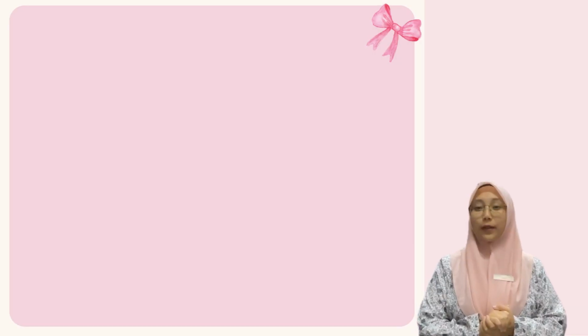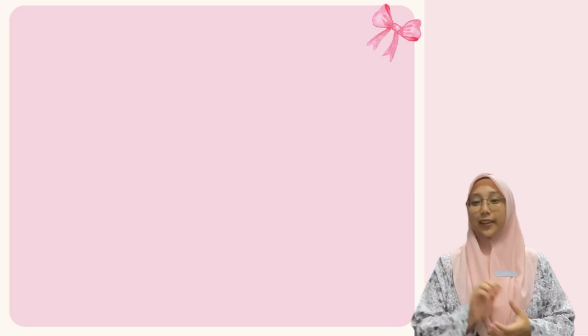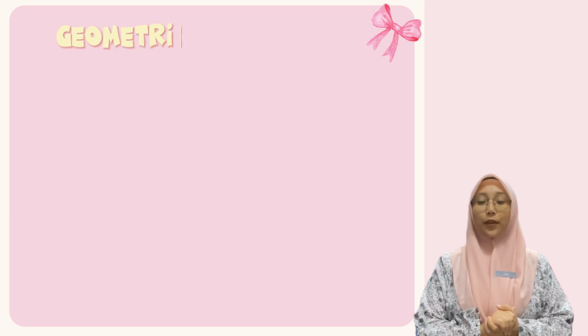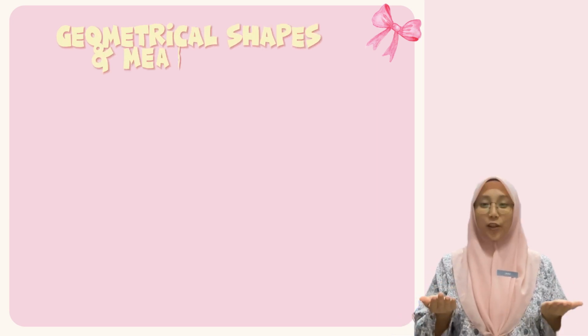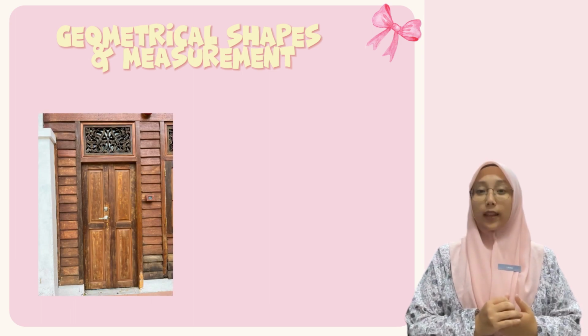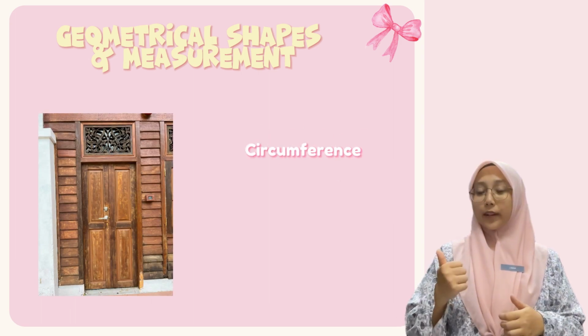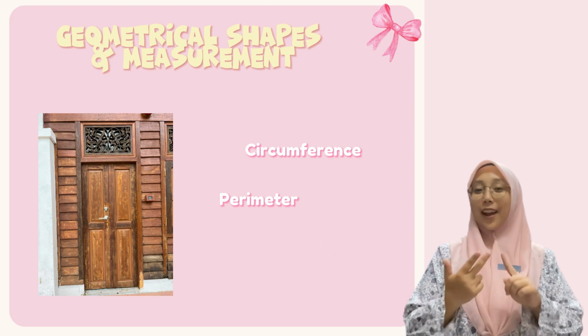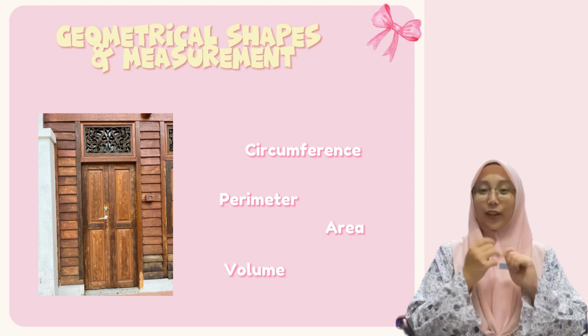Next, we will further clarify the idea of the geometrical shapes of the objects and their measurement. Based on our chosen object, we will measure the circumference, perimeter, area, and the volume.